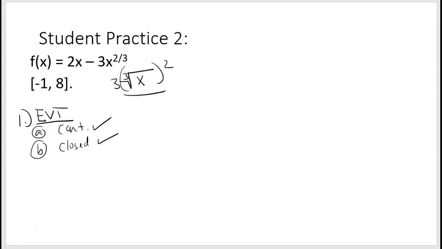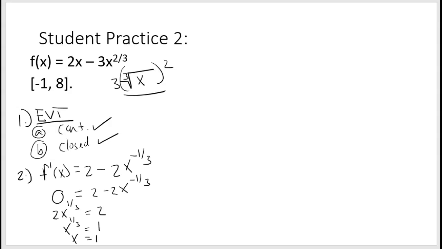Pause the video here and do step 2, and when you unpause it, you'll see the solution. All right, so here is step 2. Here's the derivative. The derivative of 2x is 2. And the derivative of 3x to the 2/3 is 2x to the -1/3. If you multiply 2/3 times 3, the 3's cancel and leave the 2. And if you subtract 1 from 2/3, you're left with -1/3.